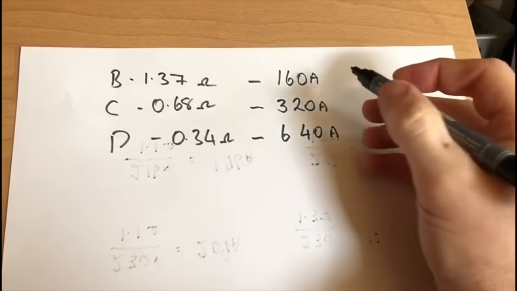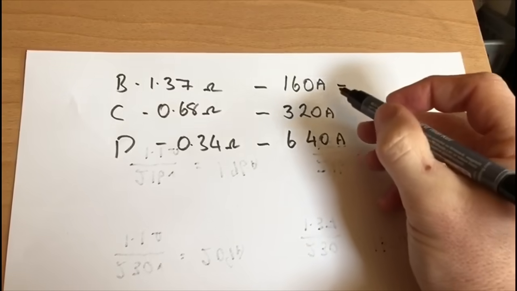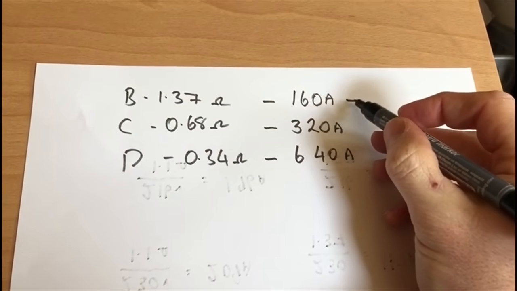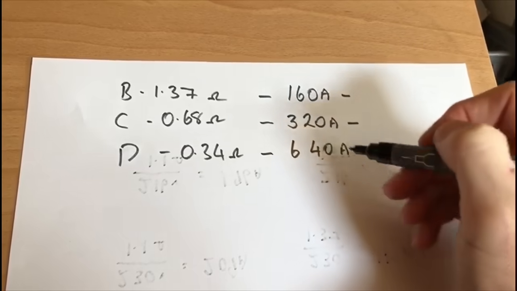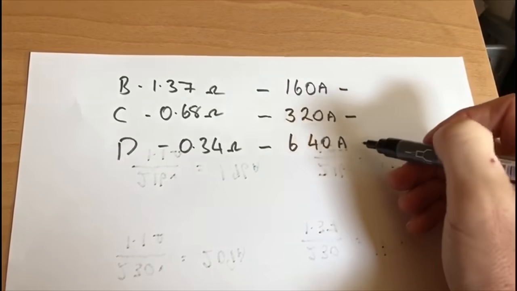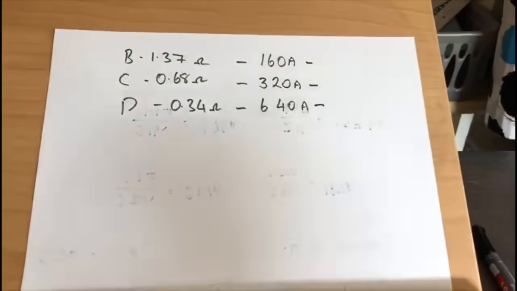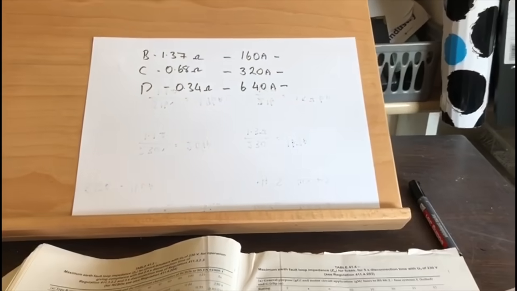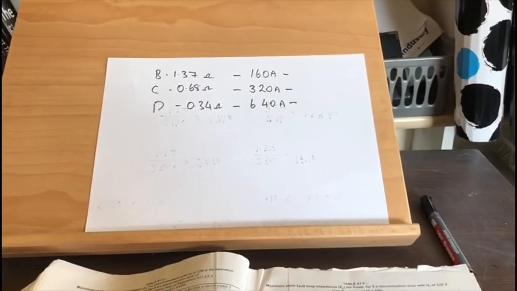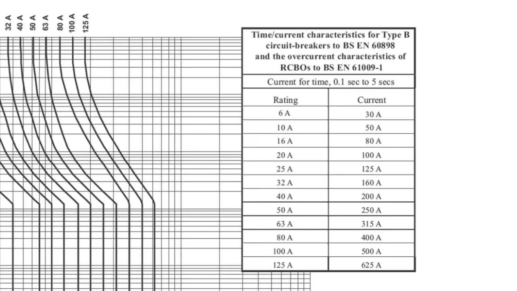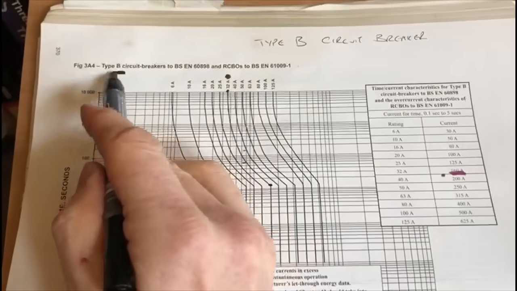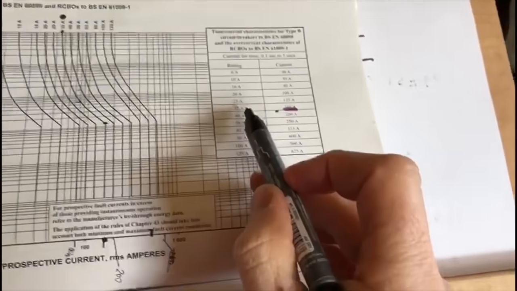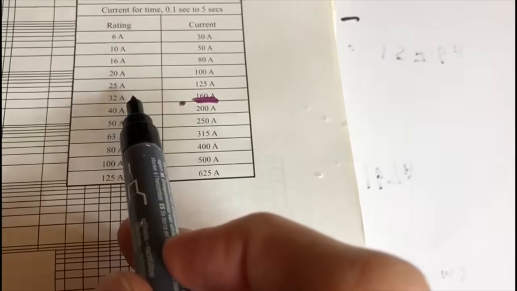So a B-type circuit breaker needs 160 amps to instantaneously disconnect. A C-type is 320 amps. A D-type is 640 amps. That sounds like an awful lot for a 32 amp circuit breaker. So if we go back to the logarithmic tables, and in this case we've got a B-type here, and we know that a 32 amp, 160 amps.